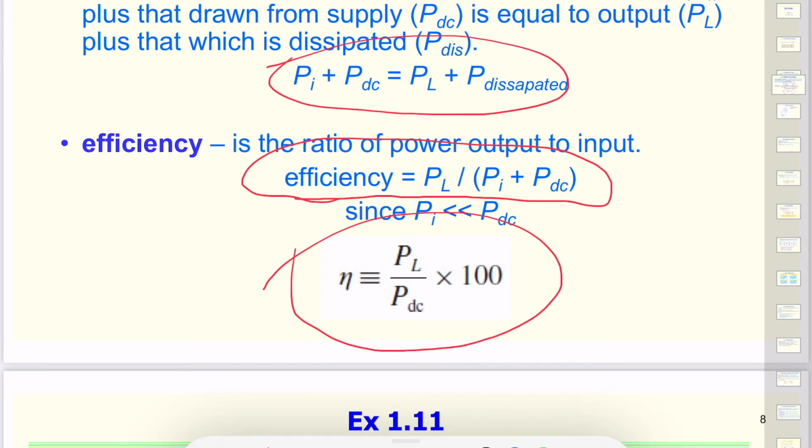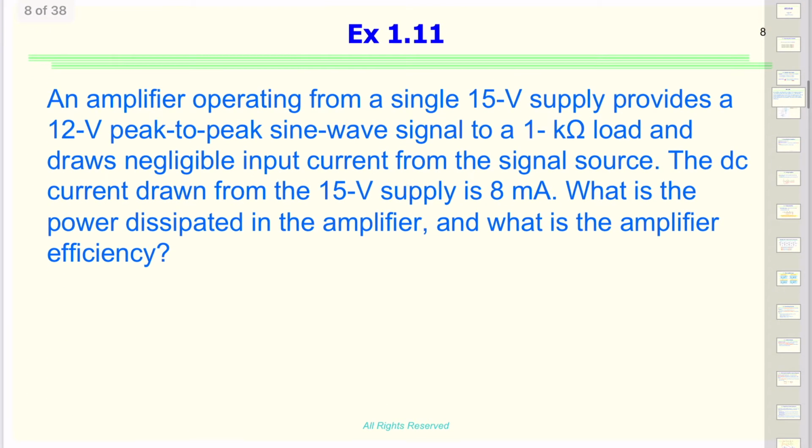Now, let's take a look at an example. Example 1.11. The statement says that there is an amplifier operating from a single 15 volt power supply, and it gives a 12 volt peak to peak output, so it's a sine wave, and for our calculation we'll have to use the RMS value. Twelve volt peak to peak means positive and negative side both, so we have to take only one side, and divide by square root of 2.